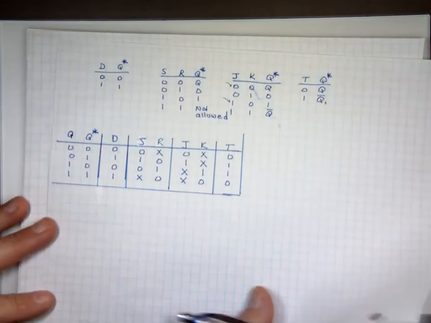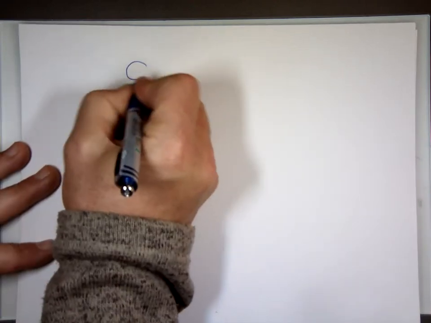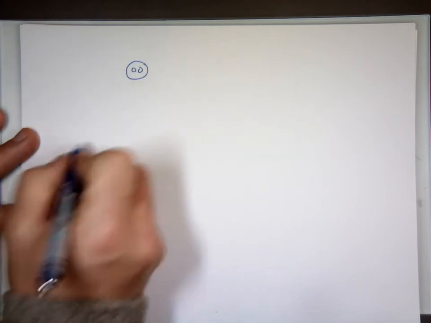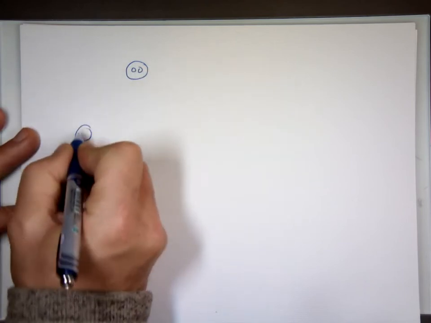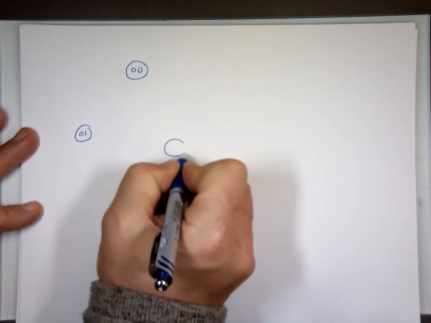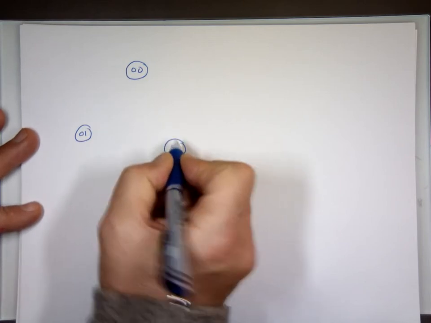Okay, let's say we have this state diagram. We have 4 states and they are labeled 0 0, 0 1, 1 0, and 1 1.